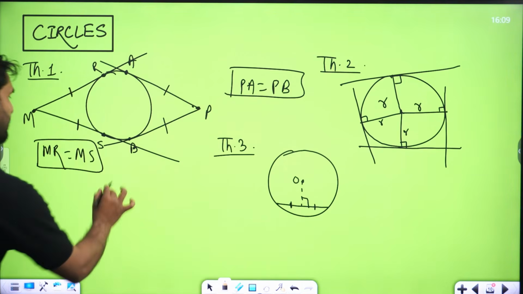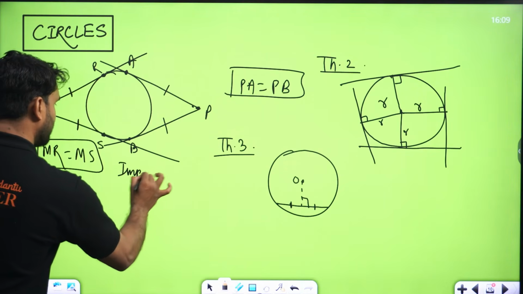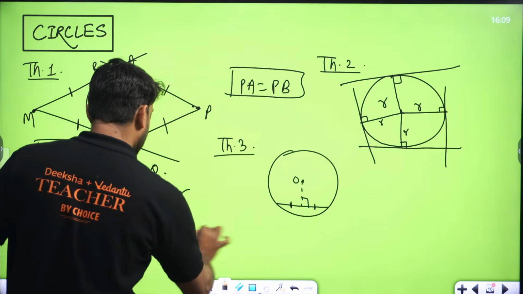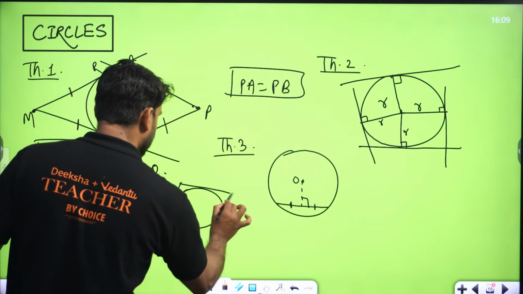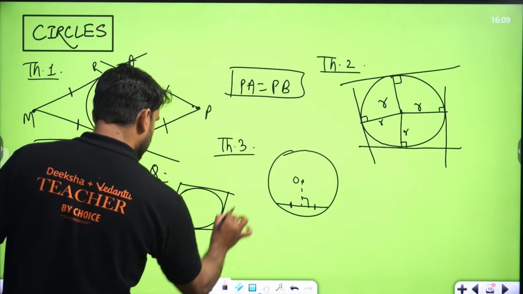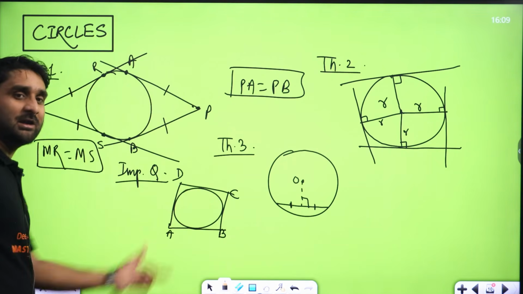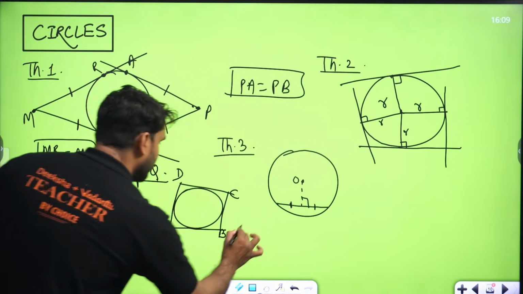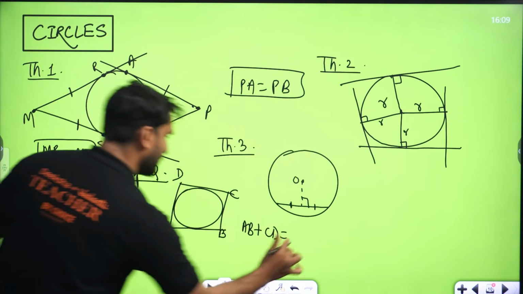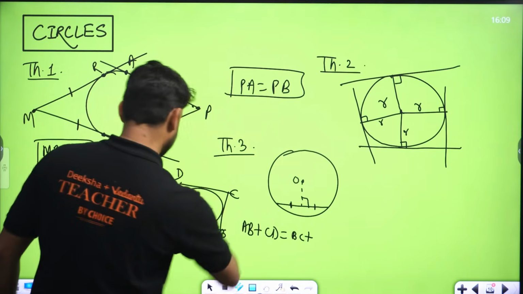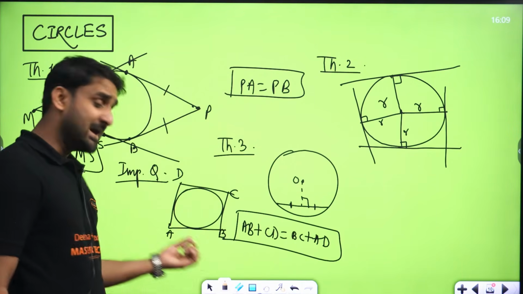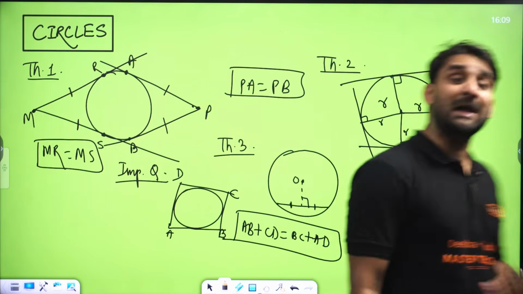Now, an important question, which I hope you remember: when we draw a quadrilateral circumscribed to a circle like this, this is quadrilateral ABCD. When a quadrilateral ABCD circumscribes a circle, we prove that AB plus CD is equal to BC plus AD. This question comes in 2 formats. This is the first format.